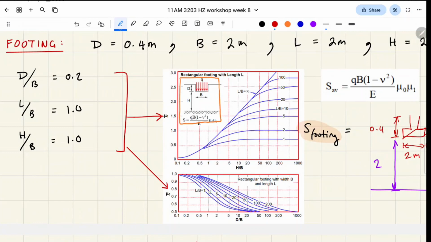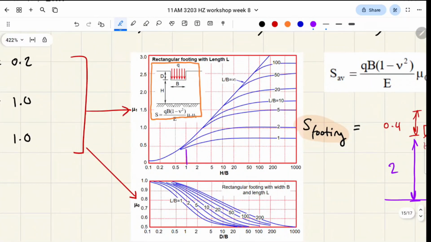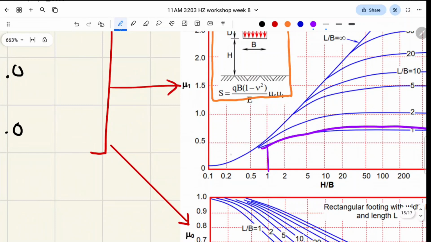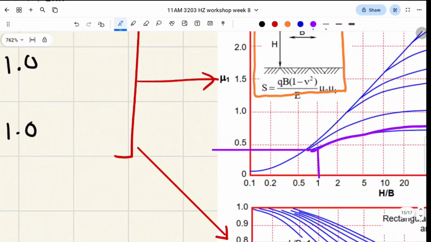So H on B, we follow the line up here until we reach 1. So 1 and 1. We're following this line for L on B is equal to 1. And what we're going to do is go all the way to the left here to find mu0. You guys tell me, what is this number? 0.46. All right, got it?